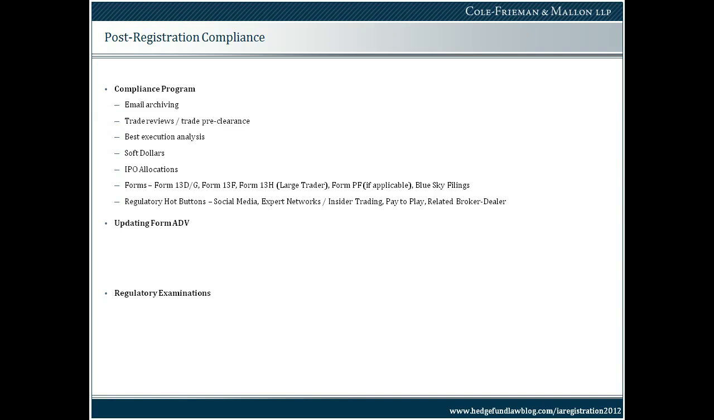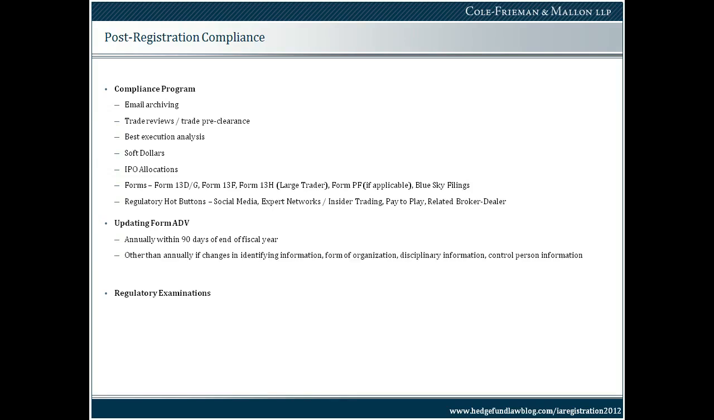As part of the compliance program, the Form ADV also needs to be periodically updated. First of all, it needs to be updated annually within 90 days of the end of the manager's fiscal year. There are other than annual amendments as well if there are changes in certain information. And then there is a registration renewal. Generally that information will come out via email either in late October or early November.